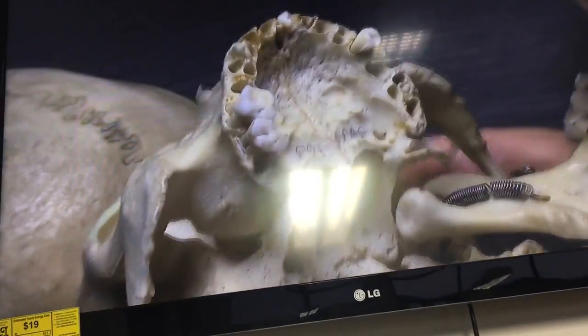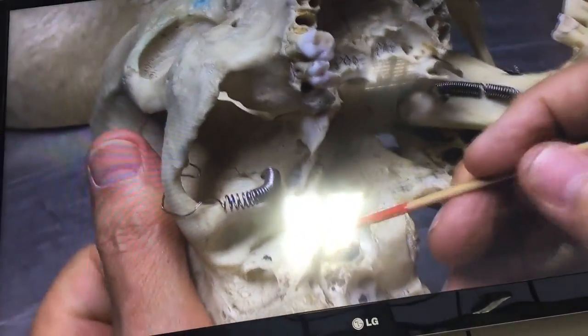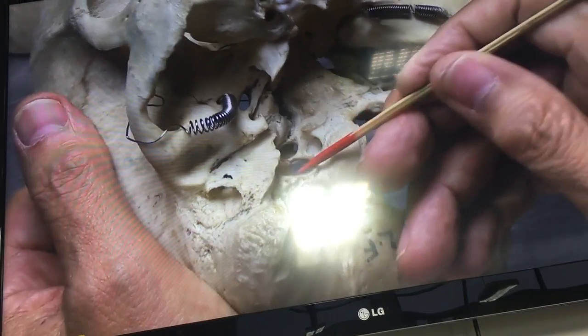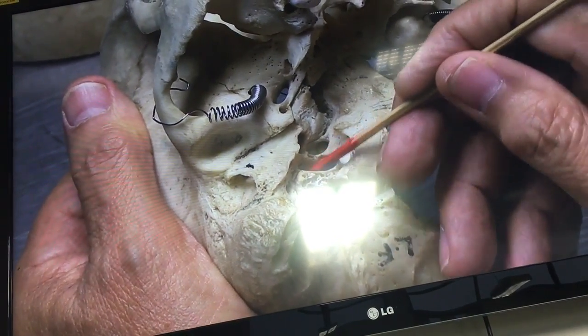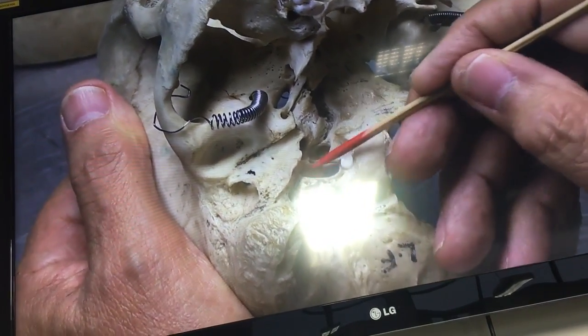So that's it. Here, this is the jugular foramen. You see it right here now, on the medial side of the mastoid process.